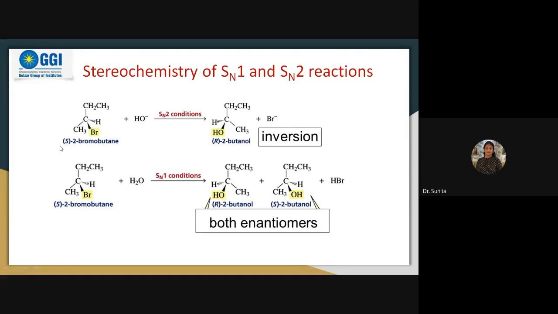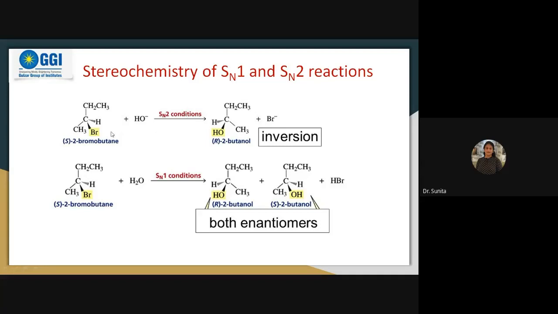What is happening? R and S configuration we have already done, right? Since bromine is the electronegative element and has the highest priority, the second priority is CH2CH3, then it will move in this direction. If we rotate it according to the priority order, we see the rotation ends toward the left hand, so it is S. So it will be termed S-2-bromobutane, right?